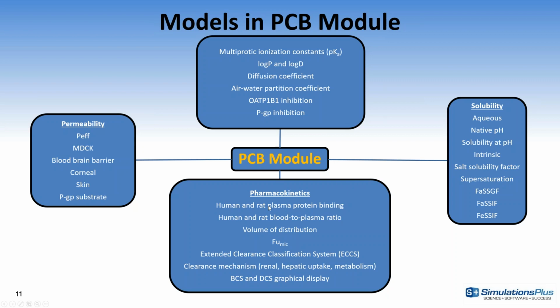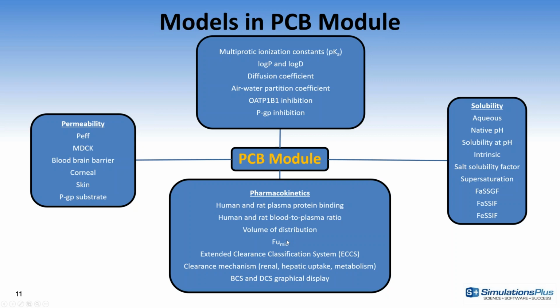We also have a number of pharmacokinetic models, so human and rat plasma protein binding. So these are incorporated into the new GastroPlus 9.6. Rat and human plasma blood to plasma ratio, volume of distribution, fraction unbound to microsomes. This is used to correct our experimental liver microsomal data for the unbound fraction of the molecule.